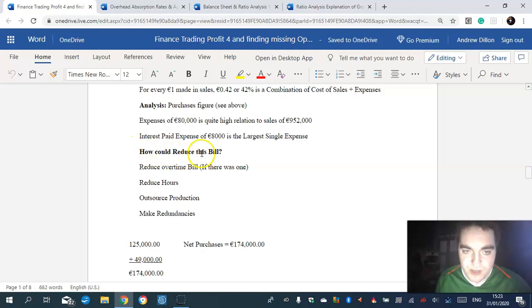How could we reduce the bill? Reduce the overtime bill if there is one, reduce the hours, outsource the production and make redundancies.